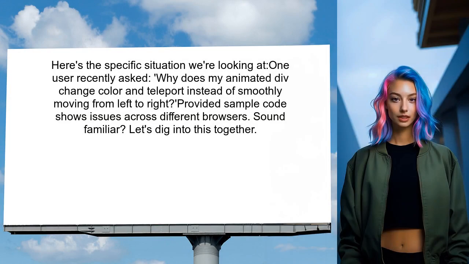Here's the specific situation we're looking at. One user recently asked, "Why does my animated div change color and teleport instead of smoothly moving from left to right?" They provided a sample code, and it seems like the animation isn't working correctly across different browsers. Sound familiar? Let's dig into this together.